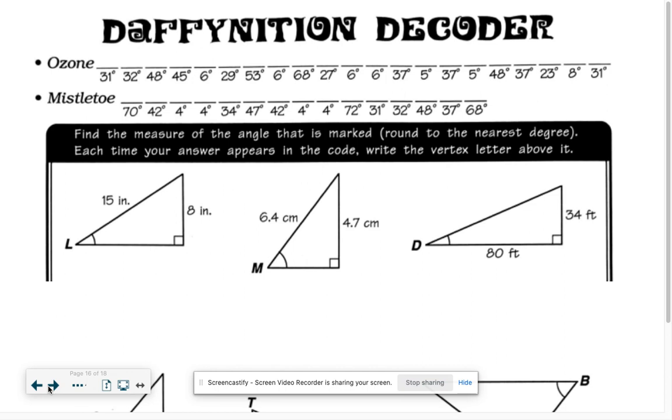Definition decoder. I want you to show me one step. So will you at least show me what you're typing into your calculator? What if we show you two steps? That's fine. You can show me as many steps as you want, but at least one.